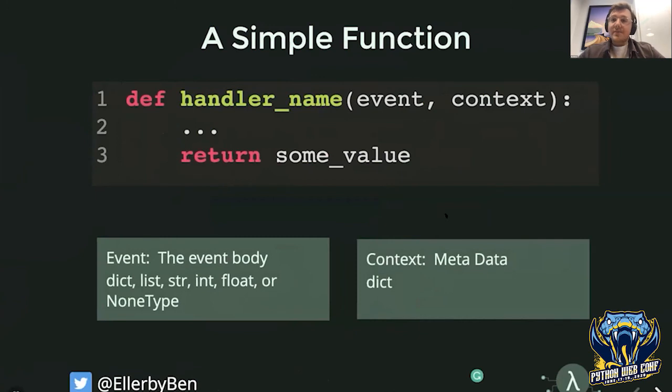What does a Lambda function look like? Well, a Lambda function responds to an event. It's a piece of code that developers can write and then have that run in response to the event. And this revolves around something called a handler function. This is a function that takes an event and a context, does something with it, and then returns.